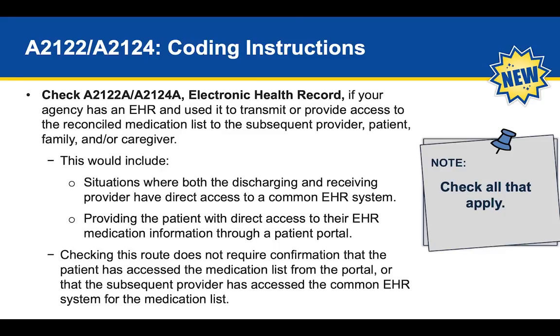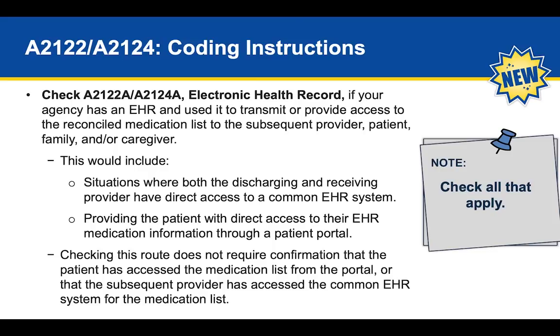A2122A, A2124A, electronic health record or EHR, if the agency has an EHR and used it to transmit or provide access to the reconciled medication list to a subsequent provider, patient, family, and or caregiver. This can happen when both the discharging and receiving provider have direct access to a common EHR, or by providing the patient with direct access to their EHR medication information through a patient portal.